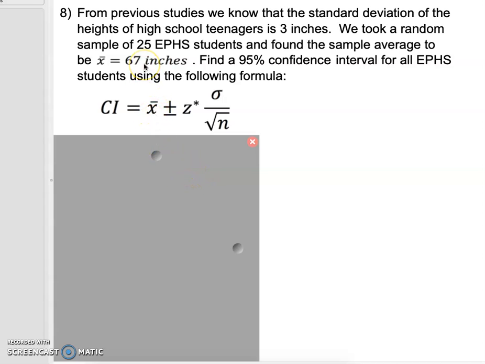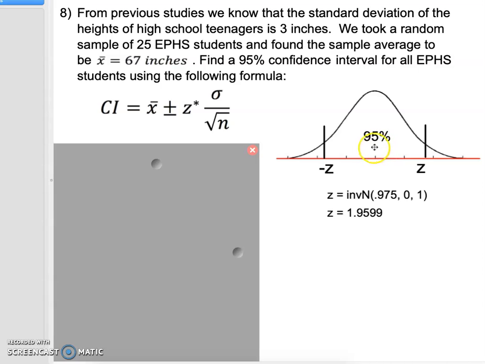X bar is given, 67 inches. The standard deviation is also given. It is 3. The 25, that is the n in the problem, so all we have to do is figure out this z star. Well, the z-star in the problem just represents the number of standard deviations we need to be 95% confident. This happens to be exactly what we did at the beginning of the lesson today. So, 95% confident, how many standard deviations do I need to move over? In this case, it ended up being 1.9599.